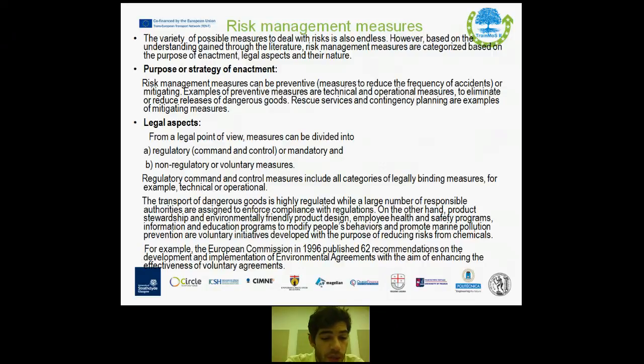On the other hand, product stewardship and environmentally friendly product design, employee health and safety programs, information and education programs to modify people's behaviors and promote marine pollution prevention are voluntary initiatives developed with the purpose of reducing risks from chemicals. For example, the European Commission in 1996 published 62 recommendations on the development and implementation of environmental agreements with the aim of enhancing the effectiveness of voluntary agreements.